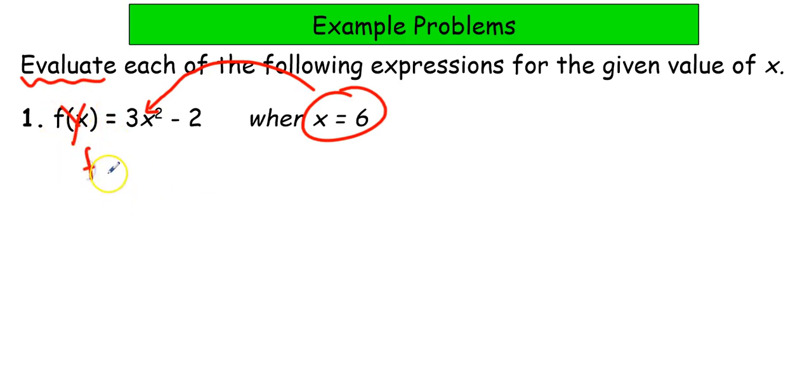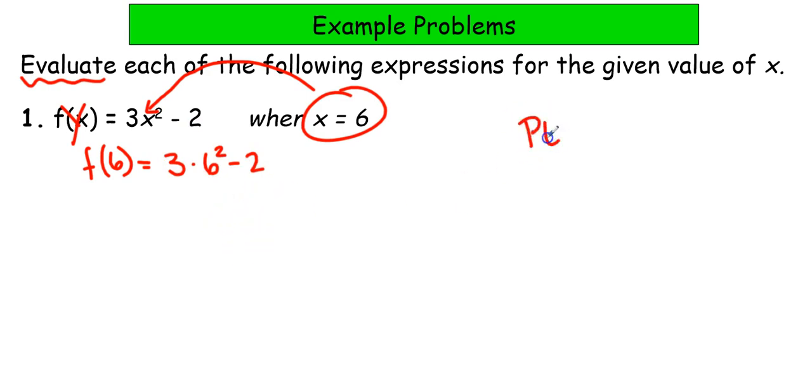So f of, and again, this is new notation, we're going to plug in a 6 wherever we see an x. So all this means is when I plug in a 6, this is what my equation looks like. 3 times 6 squared minus 2. So I took the 6, I plugged it in wherever I see an x. So f of 6, I'm evaluating this function for an x value of 6, is equal to 3 times 6 squared minus 2. So this is where our order of operations comes in.